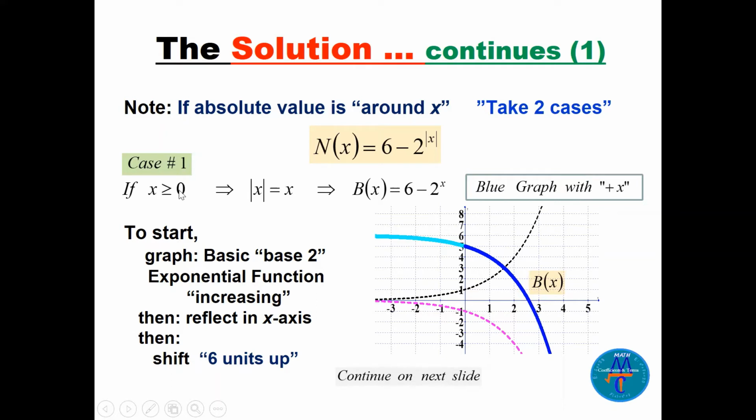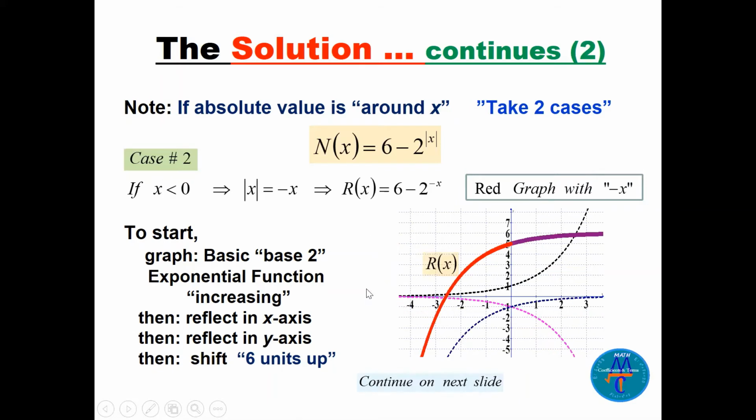Now what we'll do on the next slide, I will say case number 2. I will take x negative and draw some graph there. I will call it r. R means red. And then I will take the negative x part, quadrants 2 and 3. Let's see that. Case number 2, the same function now, n of x. If x is less than 0, the absolute value of x from algebra will be minus x, remember. So now instead of absolute value, I put here minus x, only if x is negative. So let's call this function r of x, 6 minus 2 to the power minus x.